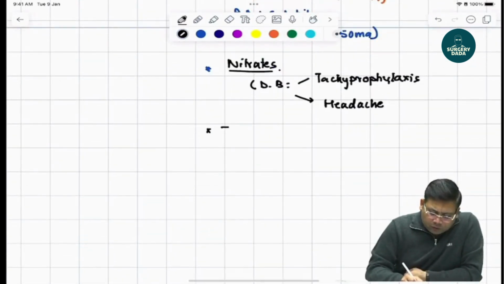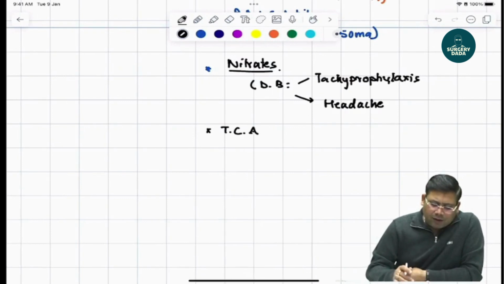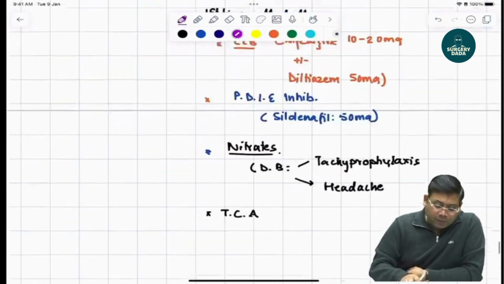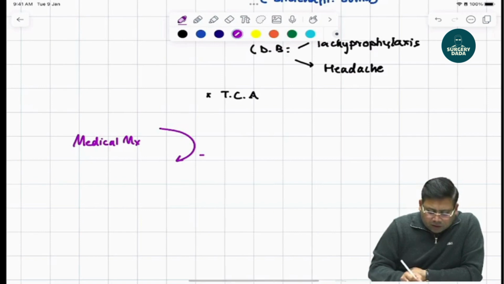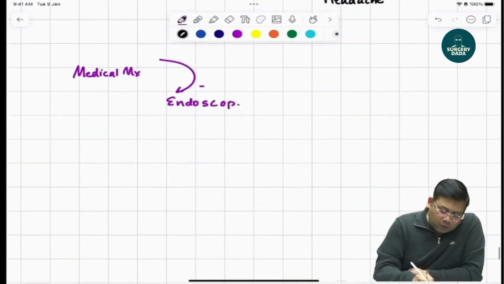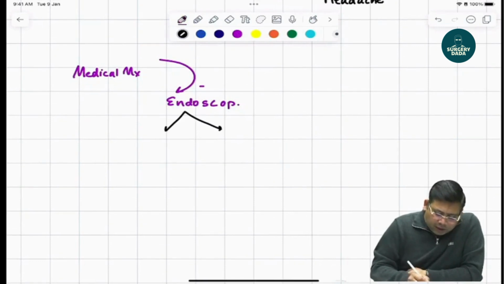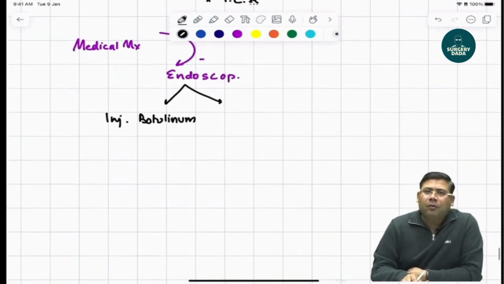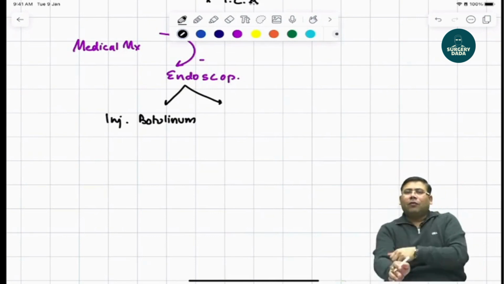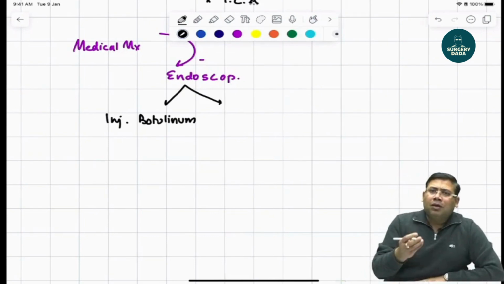These are the certain agents that we use. You can use TCAs, tricyclic antidepressants, to reduce the stress. So if the first line, the medical management, fails, then you will counsel the patient for a series of endoscopic managements. Now what are the endoscopic managements that we have, students? We have endoscopic injection of botulinum. So what will botulinum do? It will paralyze the acetylcholine receptors at the level of the GE junction. This is how you reduce the tone.